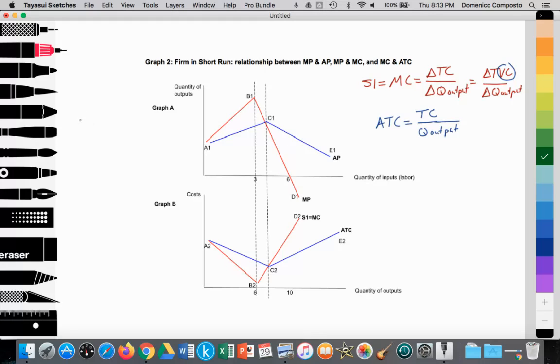So we're just going to remember that when the MP curve is greater than the AP curve, then it pulls the AP curve, the average product curve, upwards. As we see here, it's rising because the marginal product is greater than. And then when we see that the marginal product curve is less than the average product curve, the average product curve is falling. Right? Average product is falling, as we see here. The MP is less than the AP, so it's pulling the average down.